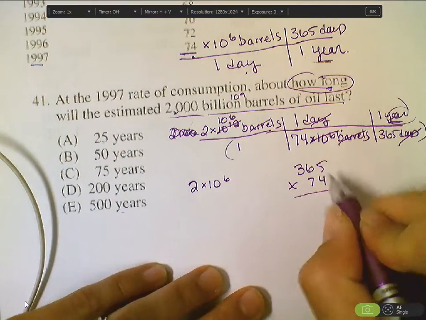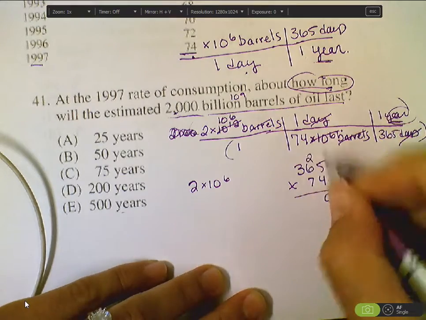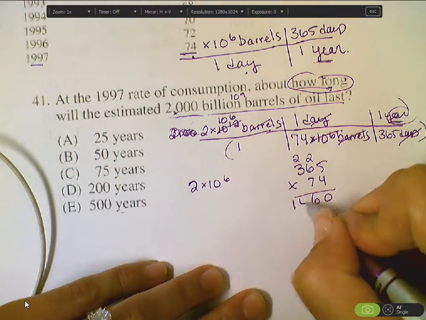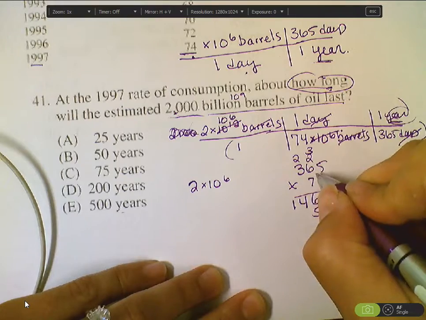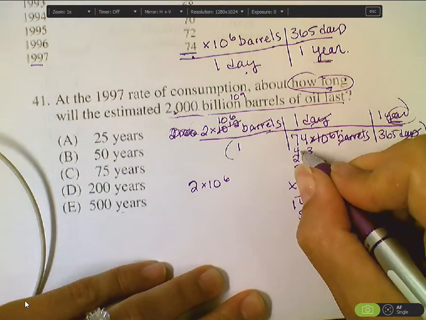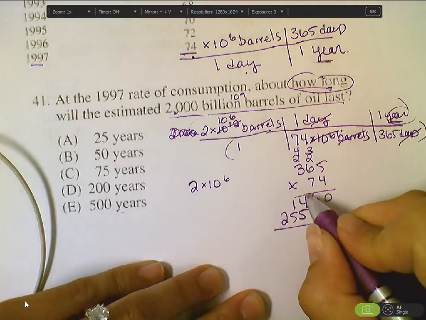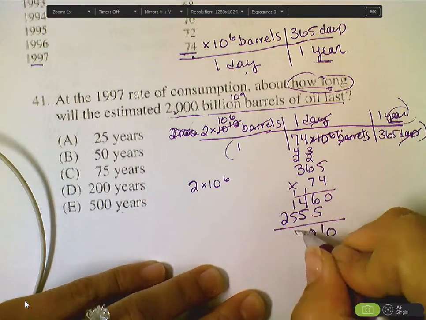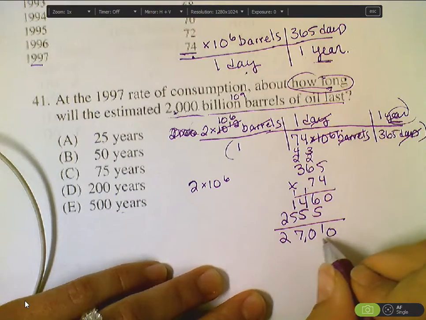365 times 74. 5 times 4 is 20. 6 times 4 is 24, 25, 26. 3 times 4 is 12, 13, 14. 7 times 5, 35. 7 times 6, 42, 45. 7 times 3 is 21, plus 4 makes 25. So I'm going to add this up. 0, 6 plus 5 is 11, 5, that's 9, 10, 5, 6, 7. And now I'm left with the numerator 2 times 10 to the 6th and the denominator 27,010.